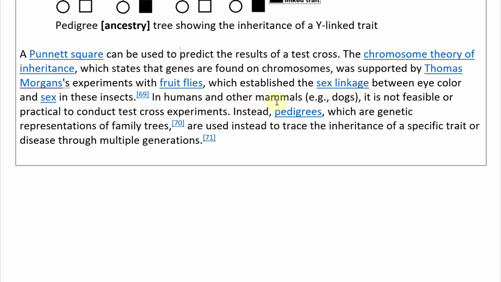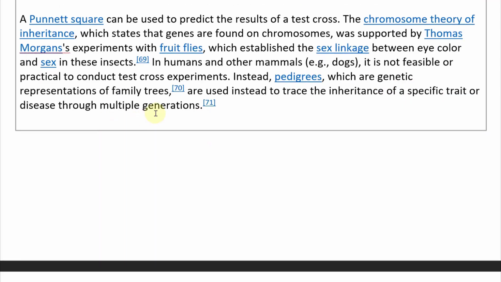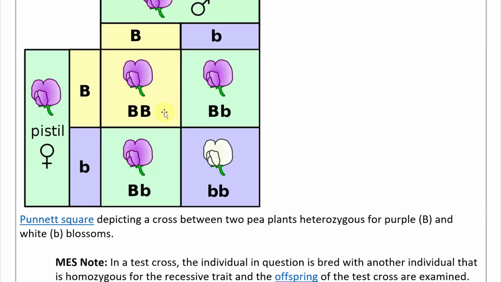So in humans and other mammals, i.e. dogs, it is not feasible or practical to conduct test cross experiments, at least publicly. It might take a long time and a lot of ethical considerations, but nonetheless, privately or classified experiments, you better believe that's happening. Instead, pedigrees, which are genetic representations of family trees, are used to trace the inheritance of a specific trait or disease through multiple generations.